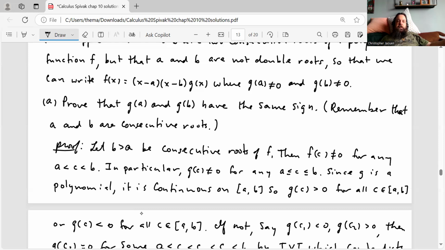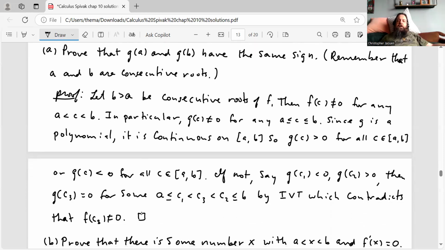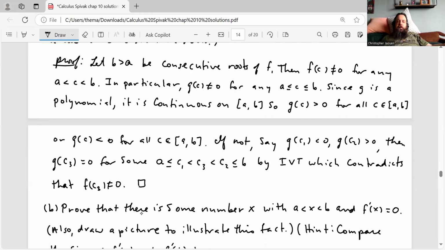Spivak says, remember that a and b are consecutive roots. So here's my proof. Let b greater than a be consecutive roots of f. Then f of c is not 0 for any c between a and b. In particular, g of c is not 0 for any c between a and b. Since g is a polynomial, it is continuous on the closed interval from a to b, so g of c is greater than 0 for all c in the closed interval from a to b, or g of c is less than 0 for all c in the closed interval from a to b.